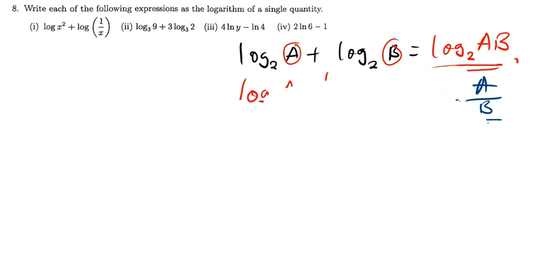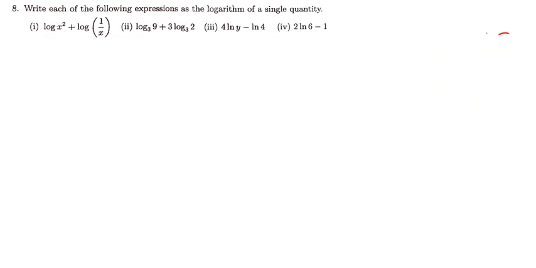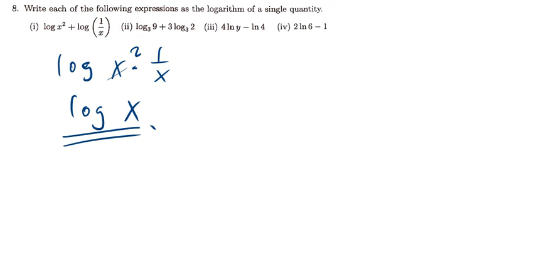So the bases will always be the same. This one is going to be log base 10. I'm solving this one, you are just multiplying, so it's going to be x squared times 1 over x, of which you can cancel one x and you end up having just x. So that's the answer for the first one.